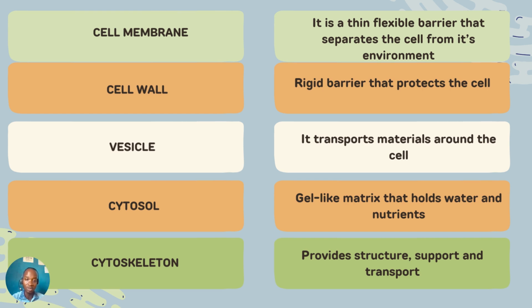We also have the vesicle. What does it do? It transports materials around the cell. They also have the cytosol, which is a gel-like matrix that holds water and nutrients. And finally, we have the cytoskeleton. What is its function? It provides structure, support, and transportation. So these are, in conclusion, all the organelles that we briefly mentioned. Okay, when we read more, we're going to see how these functions interact and interweave with one another and what makes the cell function the way it does.